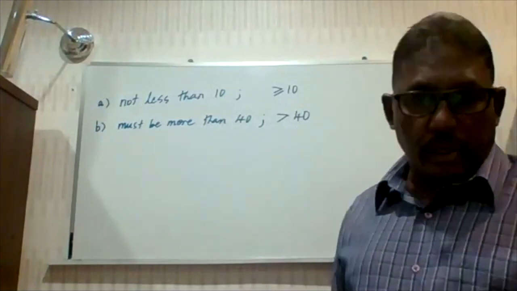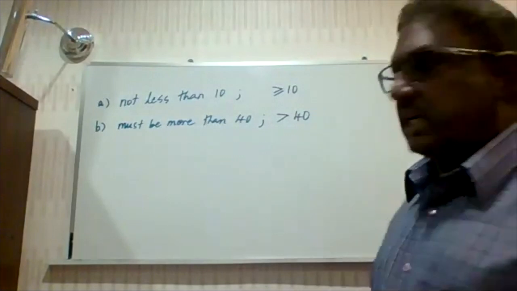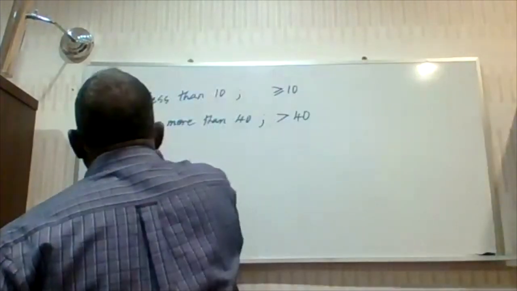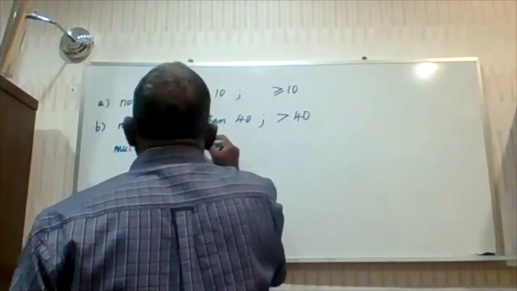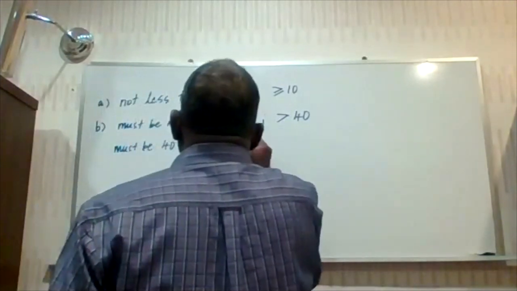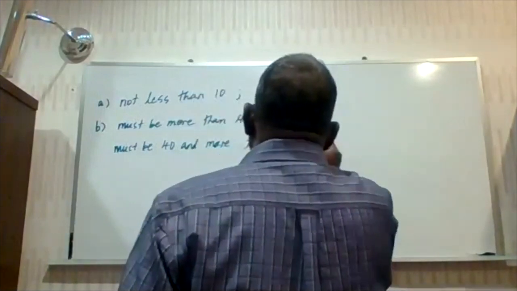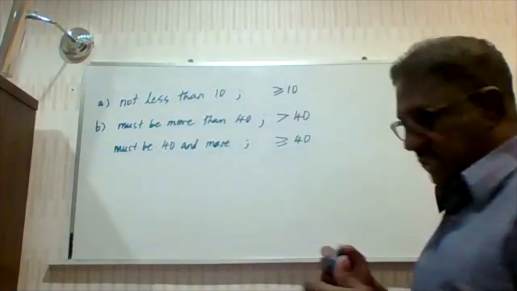Okay. Now, must be 40 and more. Now it's a bit different. Now it means the equal sign comes in, because 40 is also accepted.